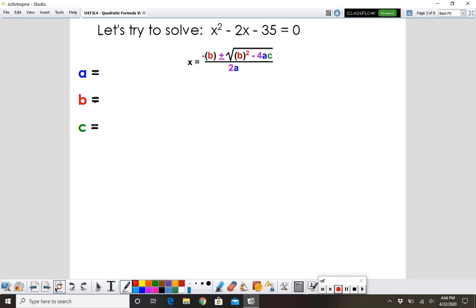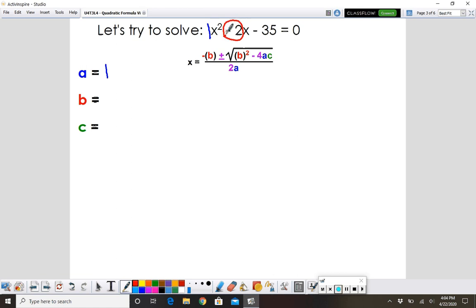So here we go. We're going to start by solving this equation: x squared minus 2x minus 35 equals 0. The first thing I want you to do all the time is identify your values for A, B, and C. A is going to represent the number or the coefficient in front of your x squared term. In this case, it's a 1. Your B value is the number that's in front of x. So right here, a -2.